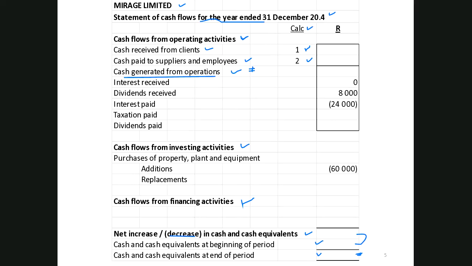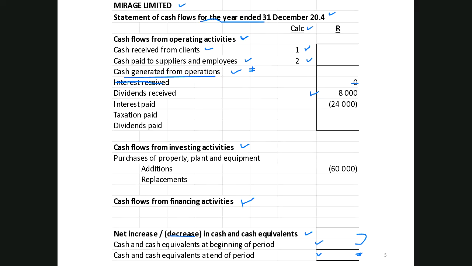Some information we can already complete. Interest received actually doesn't need to be here. I could have left that out. Dividends received, we saw in the question already, and the reason I've put it here is because they're marks that I can get already. Dividends received, this company obviously owns shares in another company and has received dividends of 8,000. There's nothing in the question that indicates that there are amounts owing at the end of the year with regard to these dividends. So we can assume the full amount is cash, and then we've got interest paid.